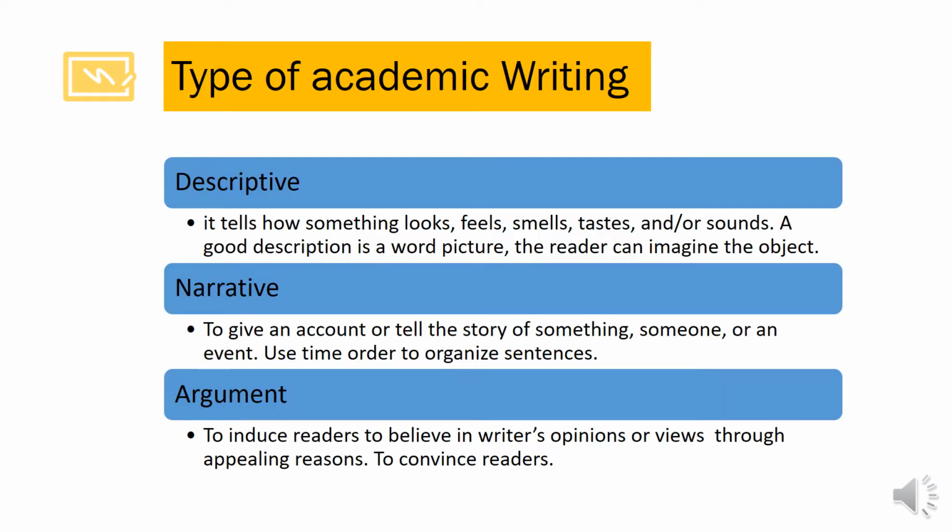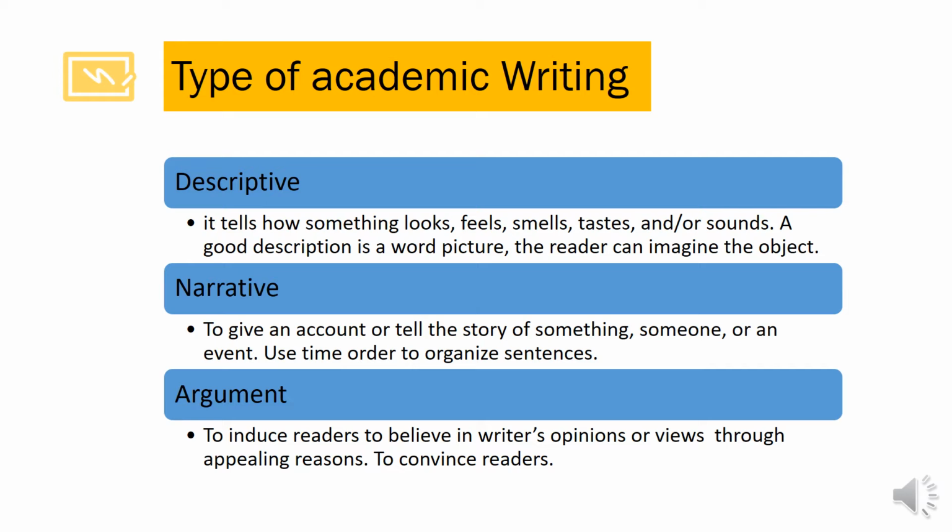Moving on to the types of academic writing. Here we start with descriptions. It tells how something looks, feels, smells, tastes, and sounds. A good description is a word picture. The readers can imagine the object.